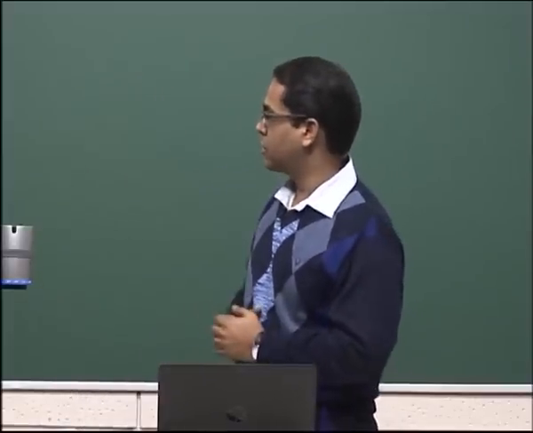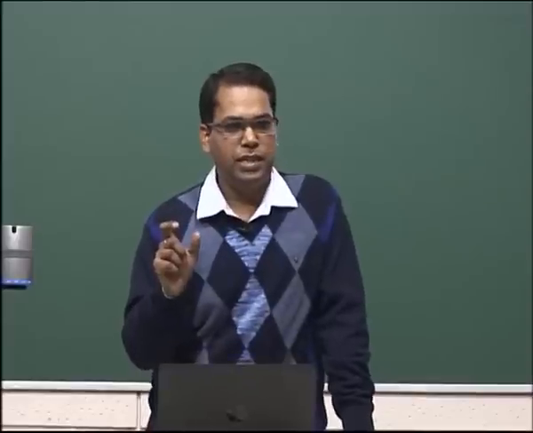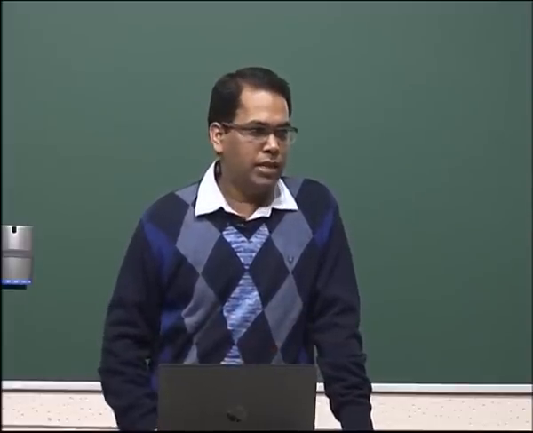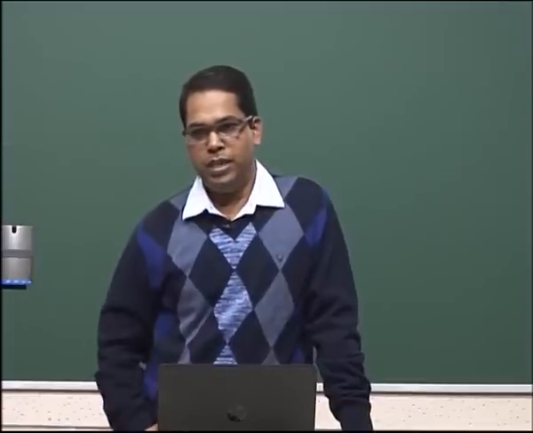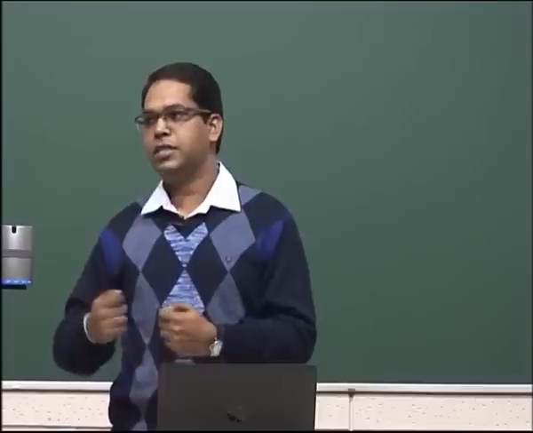Why is it different? Now go through the words here: perform a portion of work cycle. When I say semi-automatic system, it means some portion of the complete cycle of operations is performed automatically by the machine. So performing a portion of the work cycle is what we call semi-automatic; it requires your intervention to do some task in between. And fully automated means it operates for an extended period without human attention or intervention. This extended period keeps on changing. Earlier it was maybe a few hours, today it is maybe one shift, and in future it may be a few days of operation. So to what extent it doesn't require human intervention, we call it a fully automated system, right?